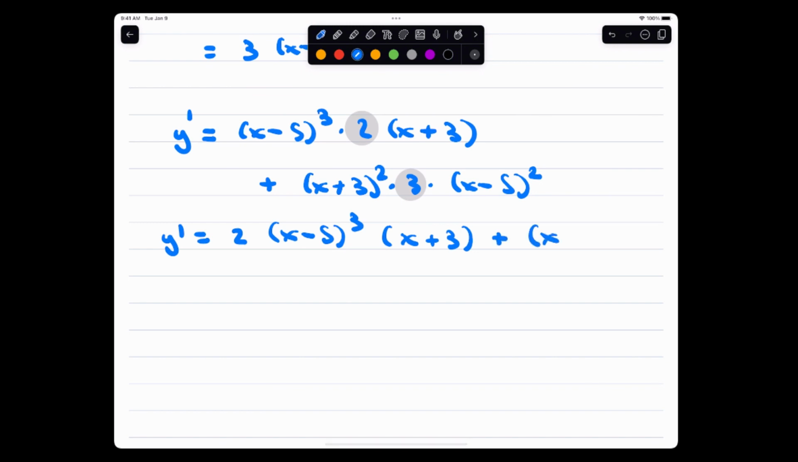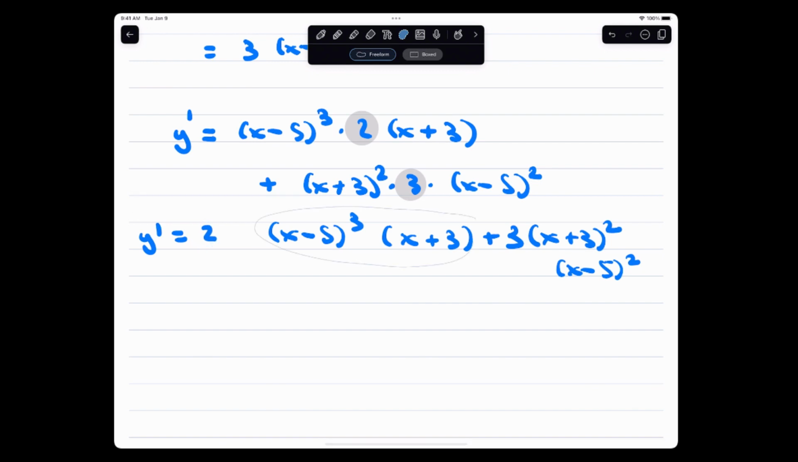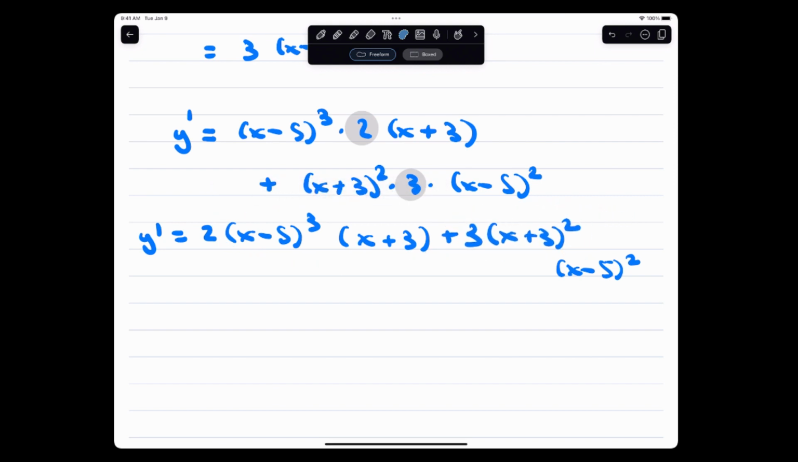Now I'm gonna put the x plus 3 squared. Oh, don't forget that 3. Times x minus 5 squared. Okay, you guys good with this?